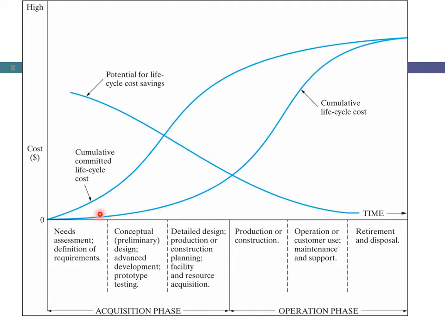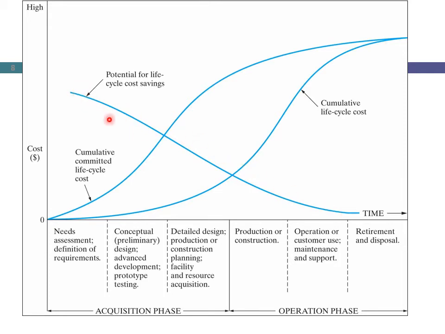Okay. And we see that this cumulative committed life cycle cost increases rapidly during this design phase, and when it goes to this operational phase, it increases at a slower rate. But when we consider the actual cumulative life cycle cost, we see that it increases rapidly during the production or construction time. And after some time, during the retirement phase, it increases at a slower rate.